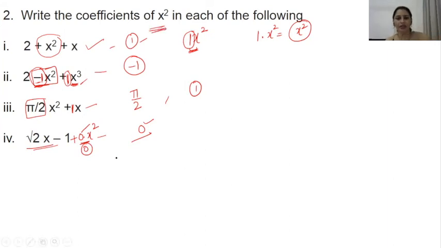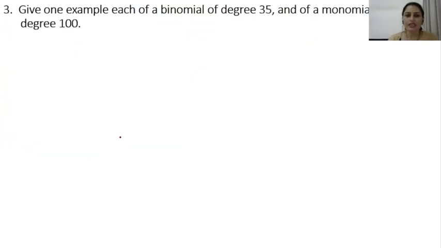If there is no term of x square at all, then it is not possible to find the coefficient of that term. Next one is, give one example each of a binomial of degree 35 and of a monomial of degree 100. We already discussed binomial and monomial. A binomial is a polynomial having two terms. For example, x plus 5 is a binomial.